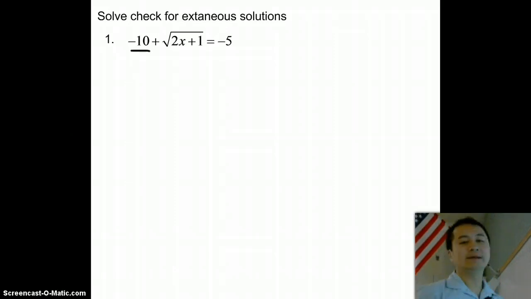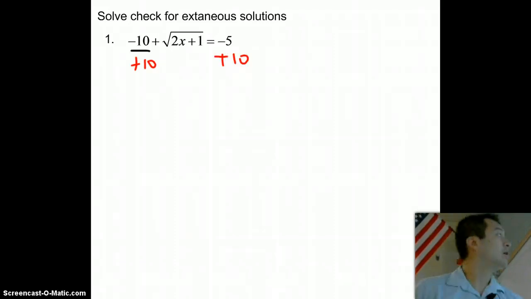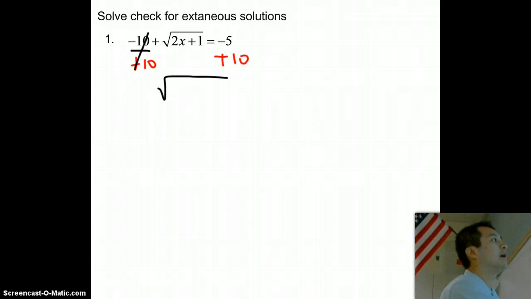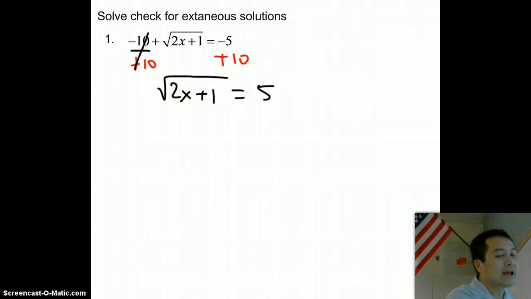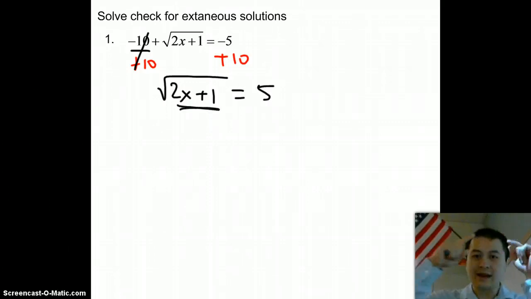I see this 10. This says minus 10. What's the inverse of minus 10? It's plus 10 both sides. Plus 10 both sides. Over here, that goes away, leaving a square root of 2x plus 1 equals 5. Can I get rid of anything inside that radical here? Can I get rid of anything inside there? No, because it's kind of like locked up.